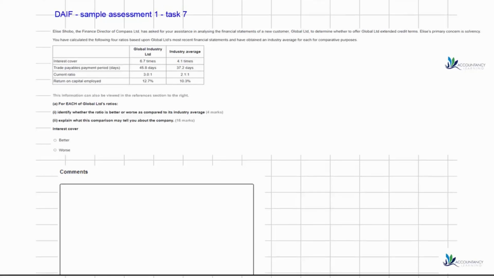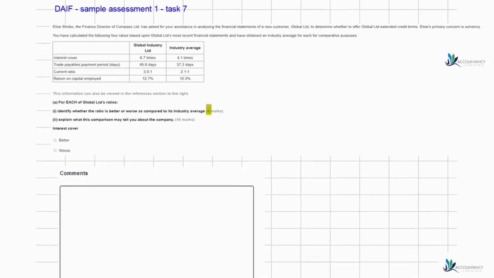So there are 4 ratios. Notice that we're going to be getting 1 mark for each of them to say whether it's better or worse. And then there are 4 marks for each for telling us about the company. And so a maximum of 5 marks for each ratio. Now in the real world, we may have difficulties in interpreting ratios because it really depends on the business, it depends on the industry, it depends on your point of view. So we need to use the AAT sample assessments to help us to understand what they expect us to be saying in terms of our interpretation for these.